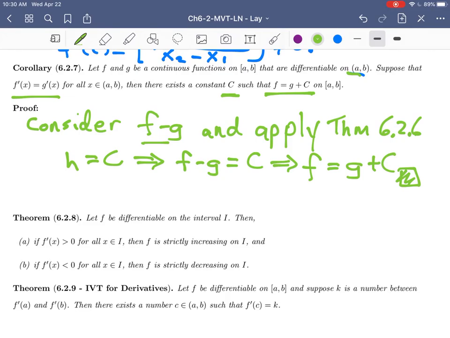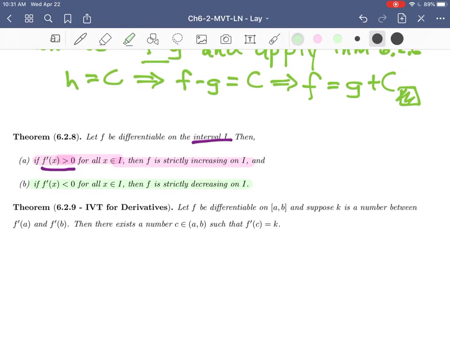If we let f be differentiable on the interval I, then if the derivative is greater than 0, the function is strictly increasing. And if our derivative is less than 0, if it's negative, then the function is strictly decreasing on that interval.